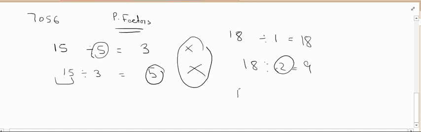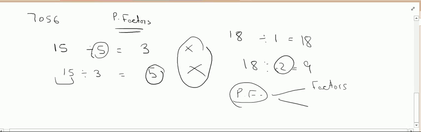Now what are prime factors? Prime factors are simply numbers which have both conditions, that is, they are also factors and they are also prime numbers. Now we have to calculate the prime factors of 7056.